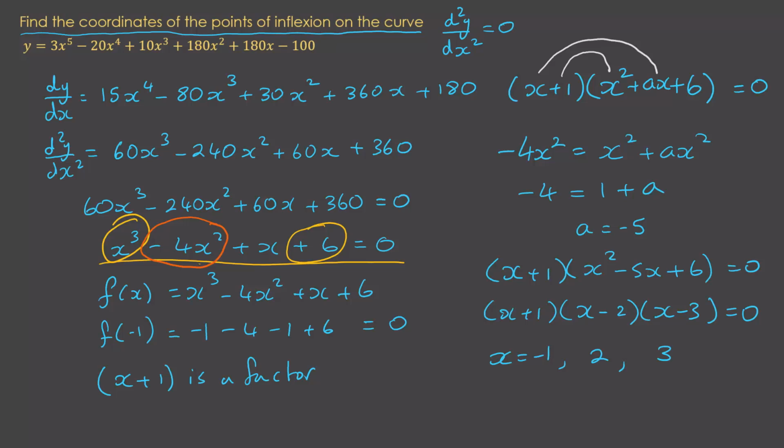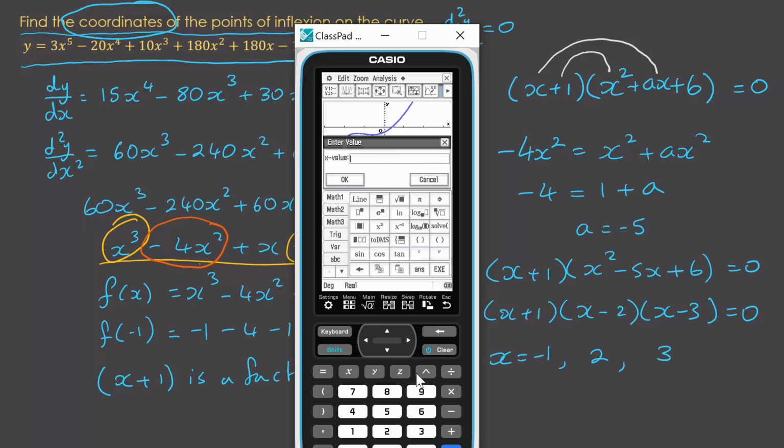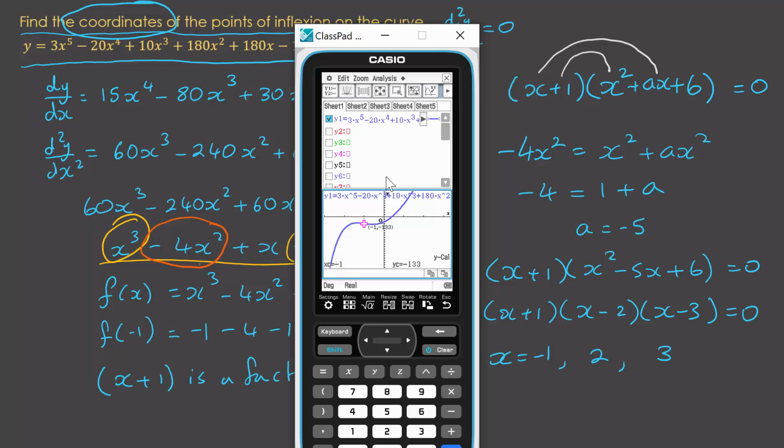Now the question did say coordinates, so I need to take those values and substitute them into this function. Now I just paused and plotted the graph, and then I can find those y values using a y-cal. So when x is -1, I get -133. So we've got -1, -133.